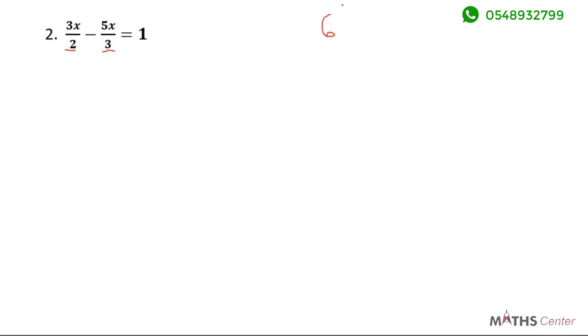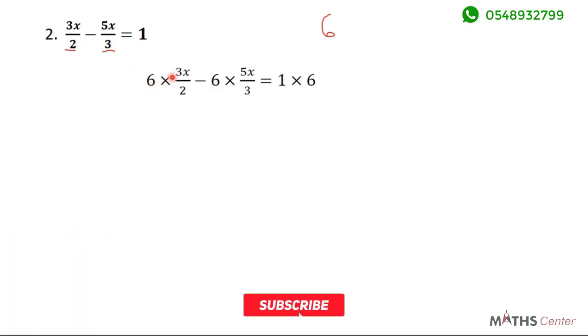Now what do we do with the LCM that we found? Multiply each term by the LCM. So we are going to have 6 times 3x over 2. So we've multiplied this term by the LCM, which is 6. Now when you come here, you multiply this term also by the LCM. So minus, we bring the LCM, which is 6, times this term, which is 5x over 3. When you come here, you multiply this term also by the LCM. So 1 times 6 here. I hope that is clear.